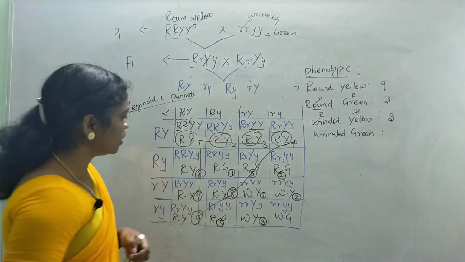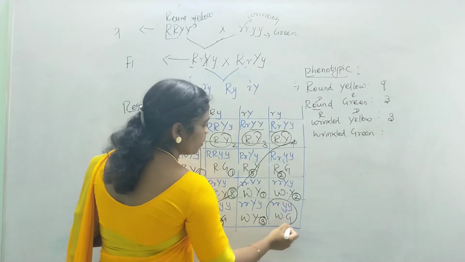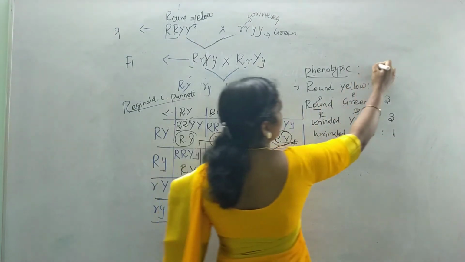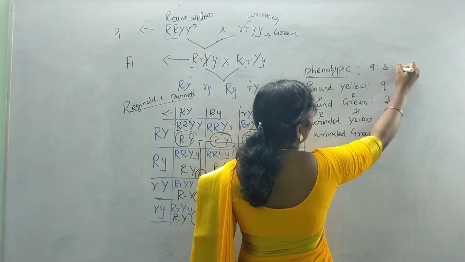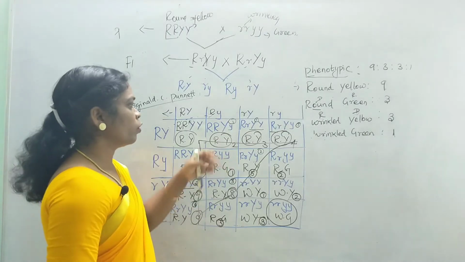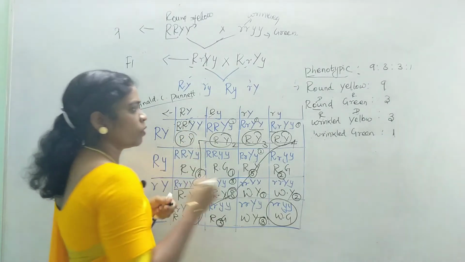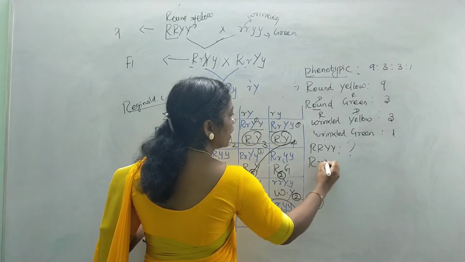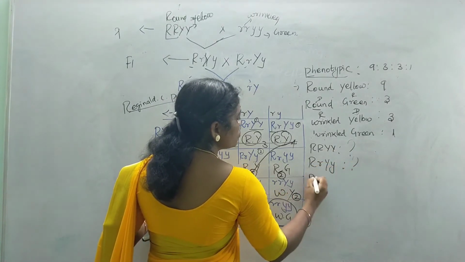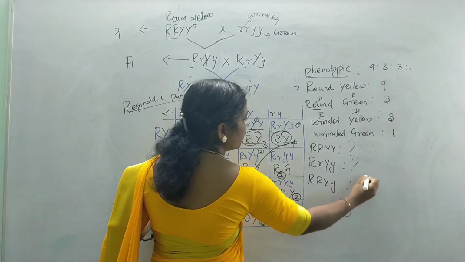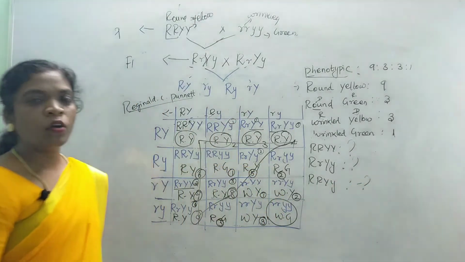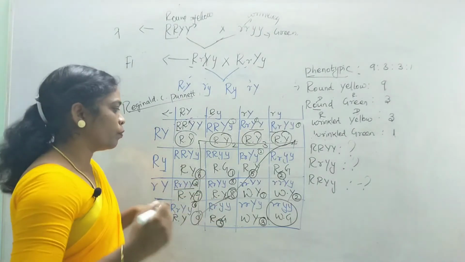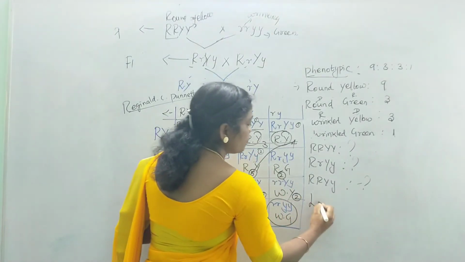So where can you find wrinkled green? It is only one wrinkled green you can find. So the ratio is 1. So the phenotypic ratio is 9:3:3:1. So here you can find the genotypic ratio by plotting this genotype. Find out how many capital R, capital Y combinations, capital R, small y combinations. So you have to find out all these combinations where you can find the genotypic ratio of this organism. So based on this dihybrid cross experiment, Mendel proposed the law of independent assortment.